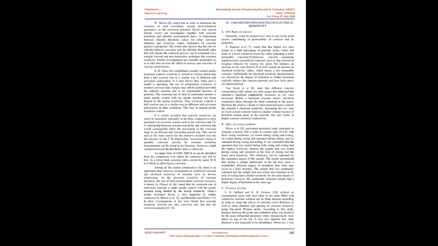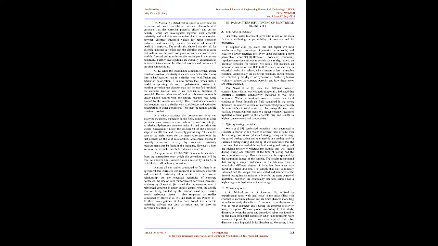G.K. Glass established a model, termed anodic resistance control. Resistivity is viewed as a factor which may limit a half reaction rate in a similar way to diffusion and activation polarization. It is also shown that, when such a model is operating, the use of polarization resistance to monitor corrosion rate changes may still be justified provided the cathodic reaction rate is an exponential function of potential. The corrosion rate of steel in carbonated mortars is under anodic control with the anodic reaction rate being limited by the mortar resistivity. Thus resistivity controls a half reaction rate in a similar way to diffusion and activation polarization in other conditions. This may be termed anodic resistance control.